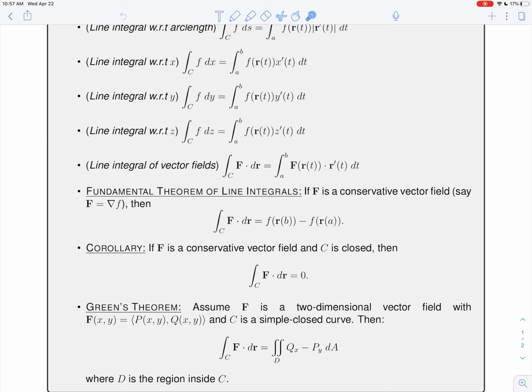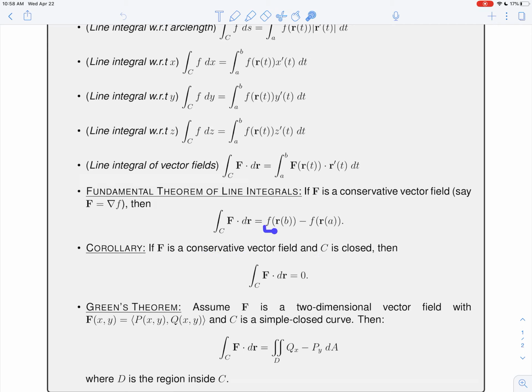And a corollary is just a result that follows from a bigger result. So this immediately implies that, hey, if C is closed, these two points are the same, and so you're going to get 0 here, and that's all this is saying. So you really want to know those. When you're conservative, life is good. You just find the potential function, and if C is closed, then you don't even have to find the potential function. You just know the answer is 0. Keep that in mind. When C is closed, and you can check that f is conservative, you don't actually need the potential function itself. You just know the answer is 0.